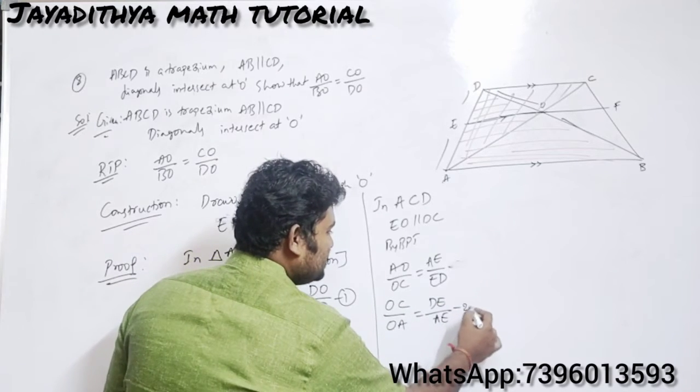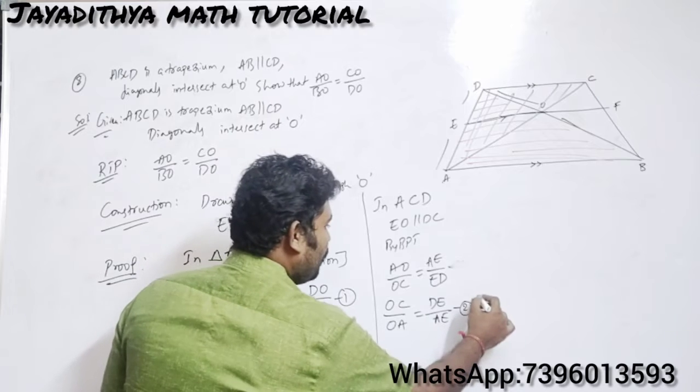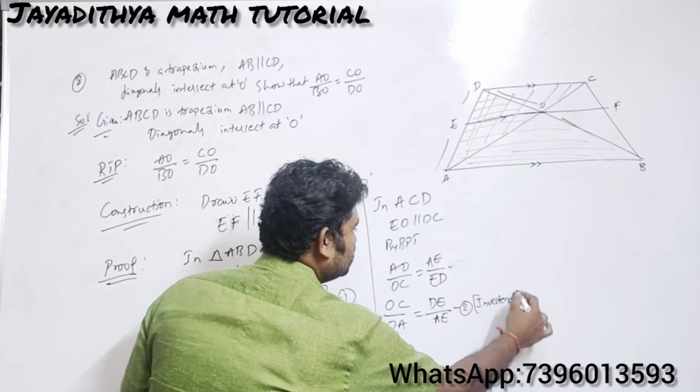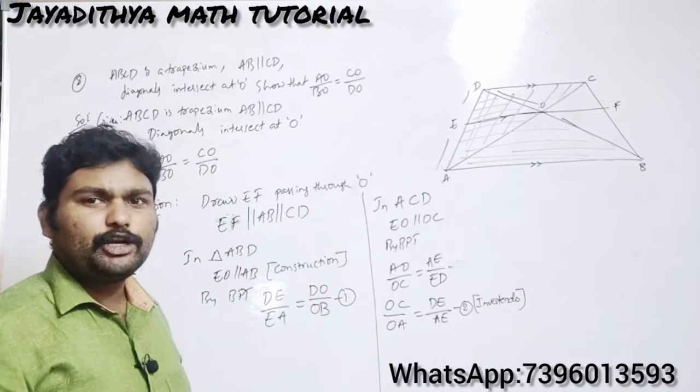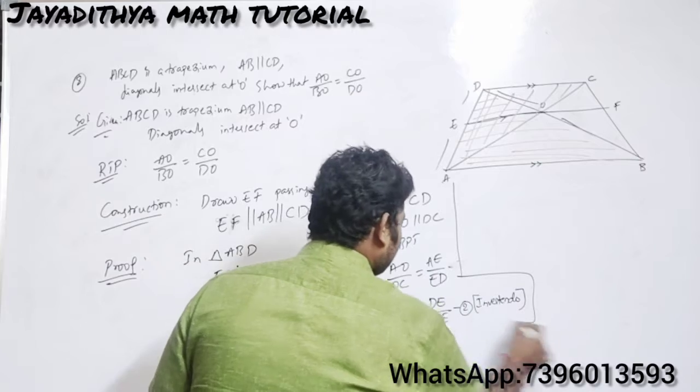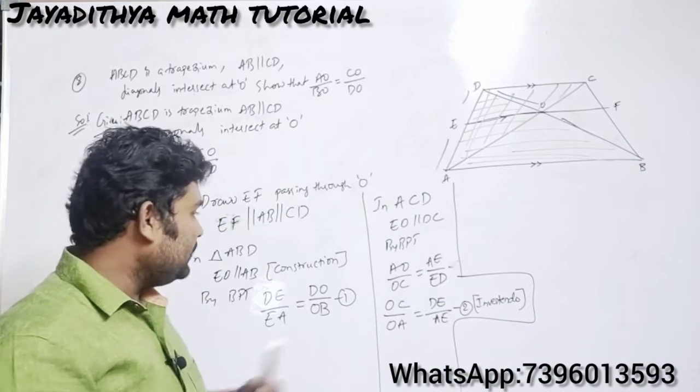Now take this as equation 2. How did you get this? By the invertendo operation. Invertendo means you should take the reciprocals on both sides. That's all. Don't think it is some difficult word.